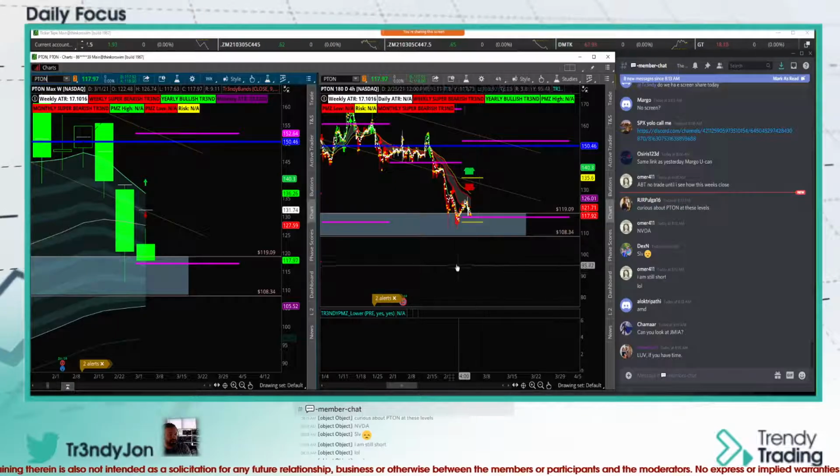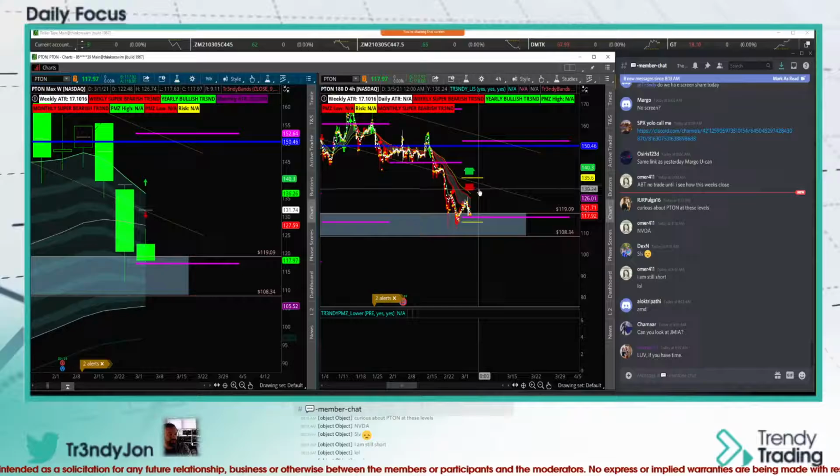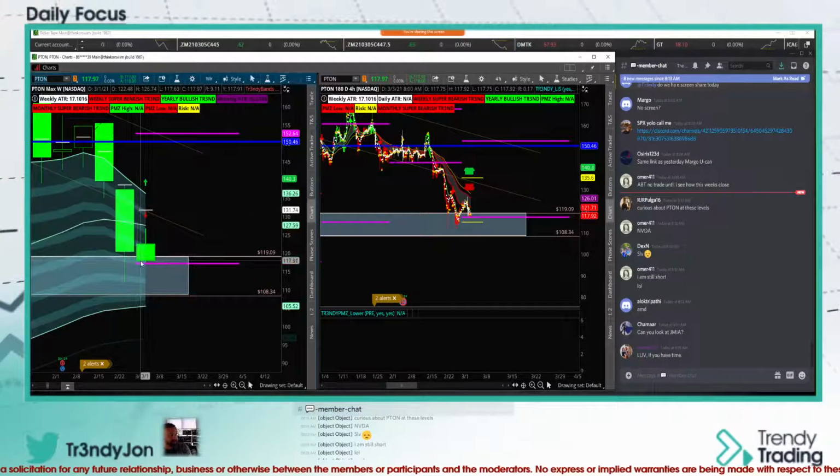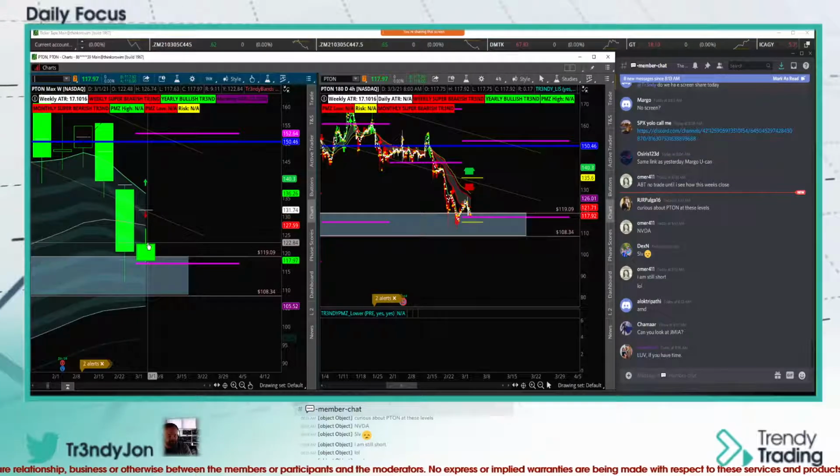As far as to the upside, I'd be looking at the decel, so up around 130-ish. Okay, and that would be my target for short term. Let's go over here into NVIDIA.